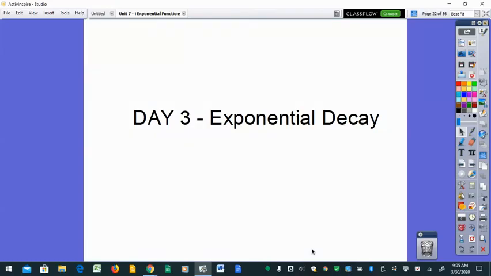Today, we're going to kind of turn things around. It's going to be kind of a sad day because instead of everything growing, like money and population and such, we're going to see the opposite. Today is exponential decay. You might remember from our first unit when we were doing sequences, we talked about exponential decay and we talked about the D words.